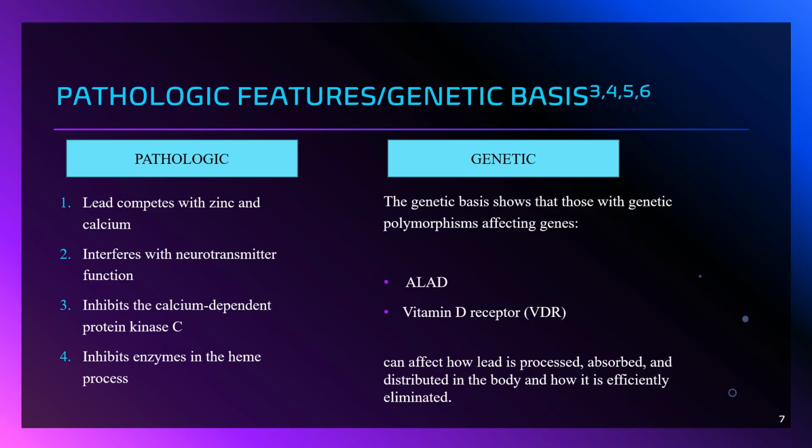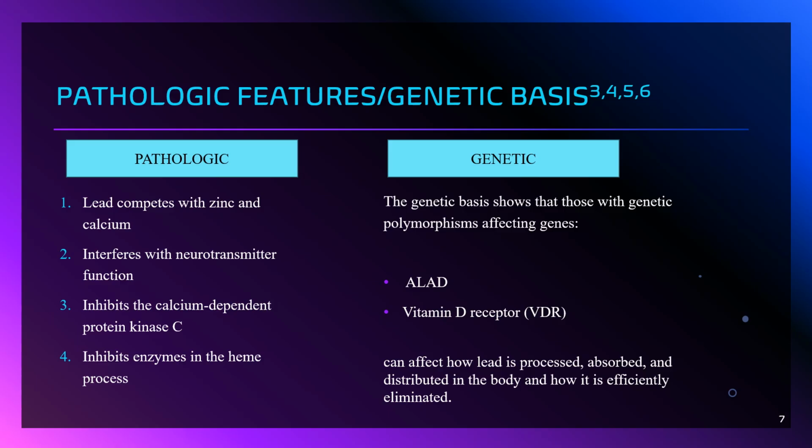Lead competes with zinc and calcium, therefore it disrupts many everyday processes, such as inhibiting calcium uptake and disrupting mitochondrial function. It also interferes with neurotransmitter function at the presynaptic nerve terminal that requires calcium. It also inhibits the calcium-dependent protein kinase C. Now, this is essential to brain function. So it also inhibits enzymes in the heme process by lead competing with zinc in the heme synthesis process.